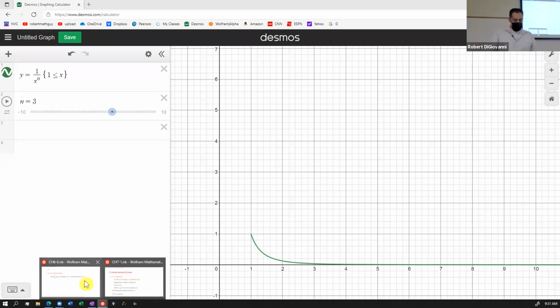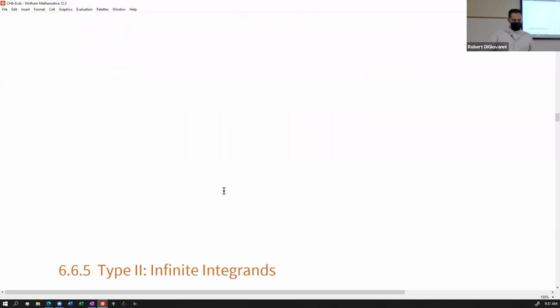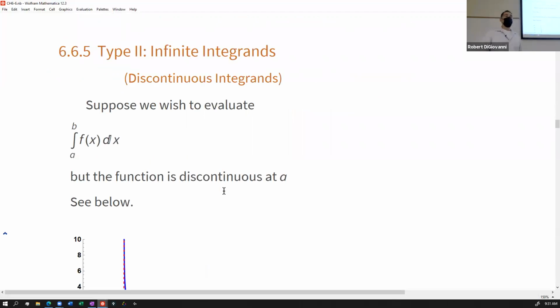All right. Next, the second type of improper integral. The first type was where your limits of integration were infinite, right? Those are easy to see because when you look at them, you'll see the actual infinity at the top or bottom of the integral sign. The second type is hidden from you. It's something you have to identify when you look at it.